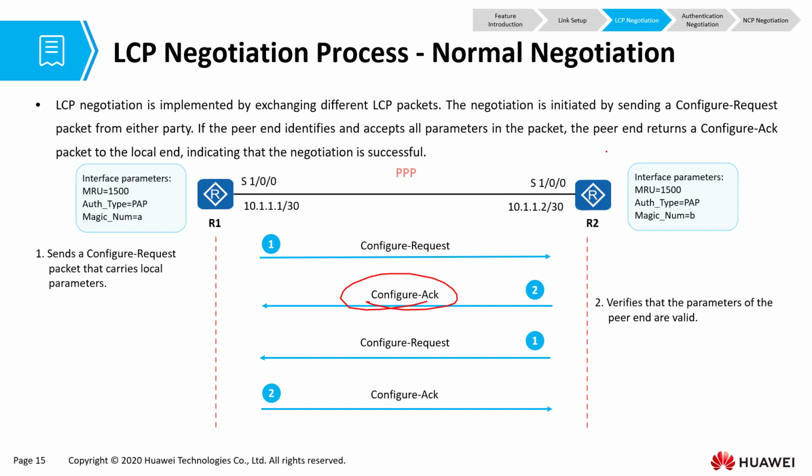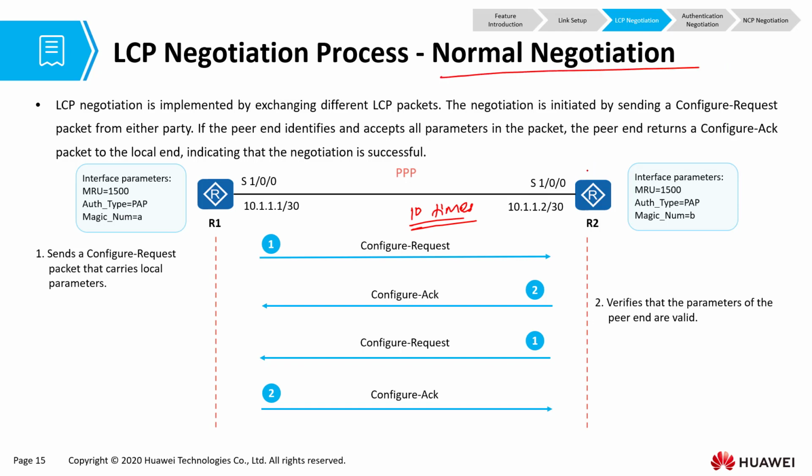Now, what happens if router 1 does not receive this configure acknowledgement packet? It's going to retransmit the configure request packet every 3 seconds. As long as it's not receiving the configure acknowledge packet, it's going to keep sending a configure request packet every 3 seconds. However, if router 1 does not receive any configure acknowledgement packet after sending this 10 times consecutively, it's going to consider the peer end unavailable, and so it will stop sending the configure request. This is for normal negotiation.